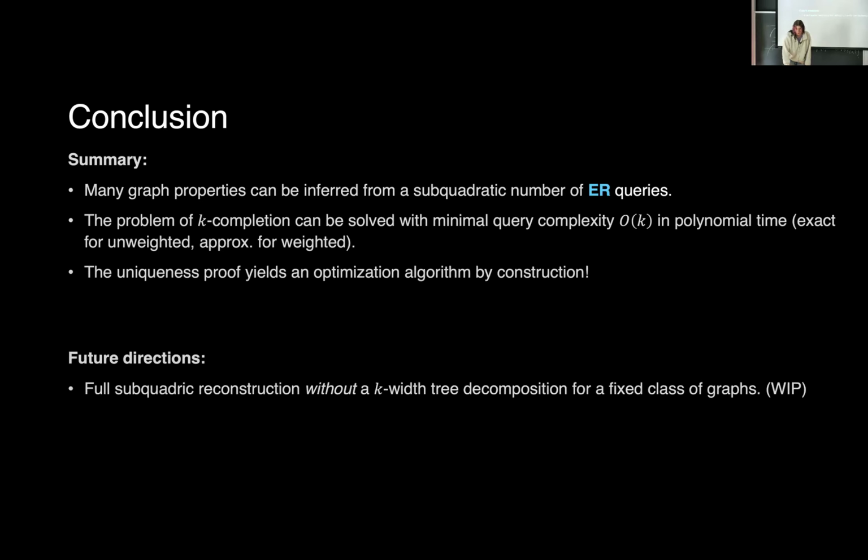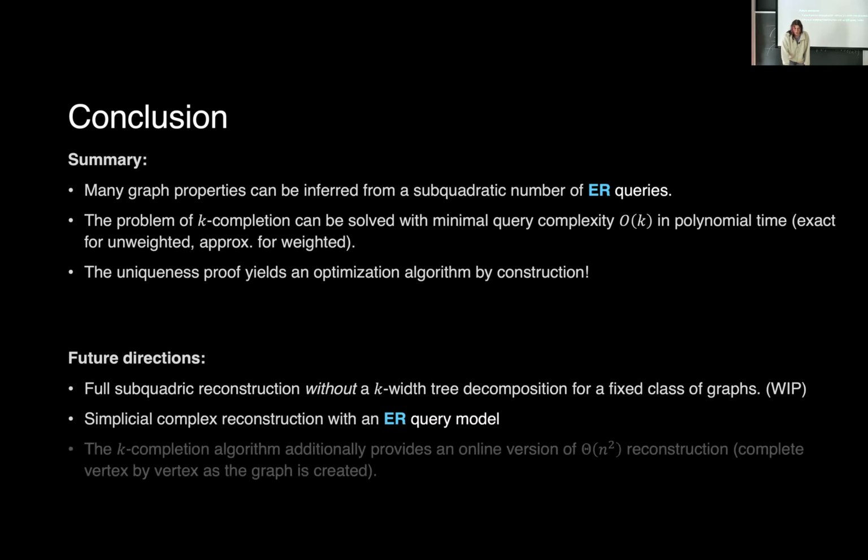And for future directions, we know that full subquadratic reconstruction, which we do given a tree decomposition, but we want to maybe do this without a tree decomposition for some fixed class of graphs, could be interesting. We also want to reconstruct a simplicial complex under an ER query model, which we have reason to believe is possible. And then we also have this other idea where this completion algorithm gives us an idea for an online learning algorithm where we can reconstruct a graph as it appears or as it's built. So this would just involve completing the graph each time you add a vertex.